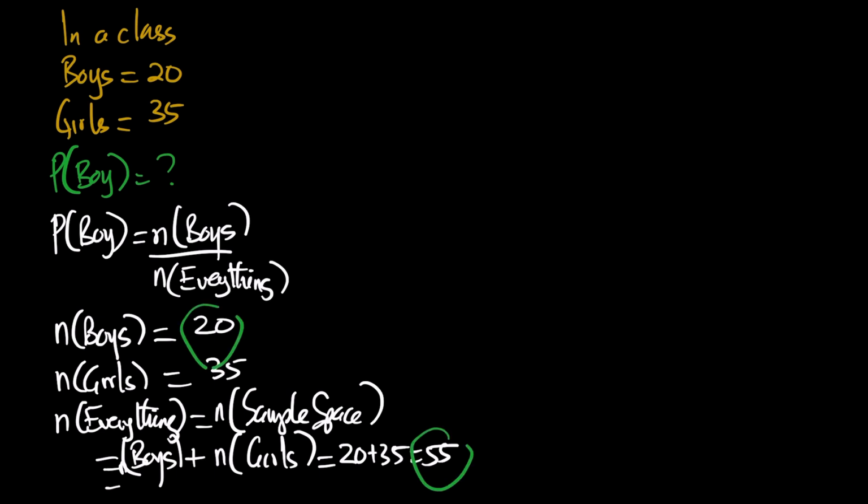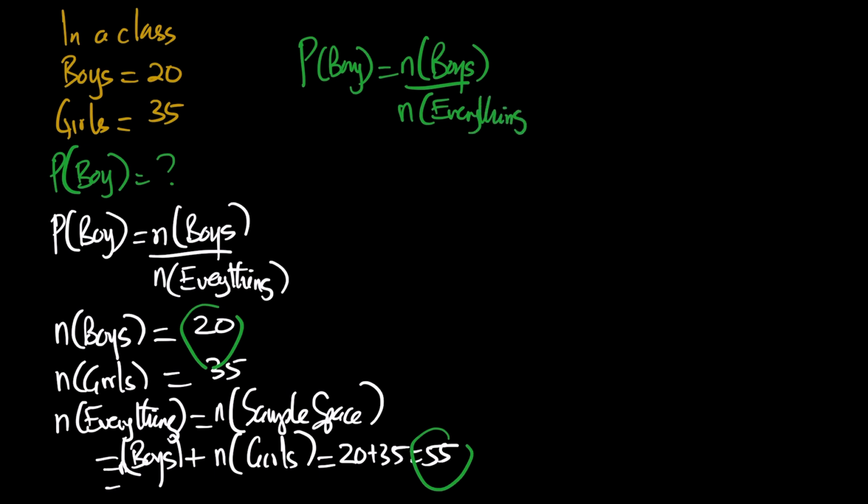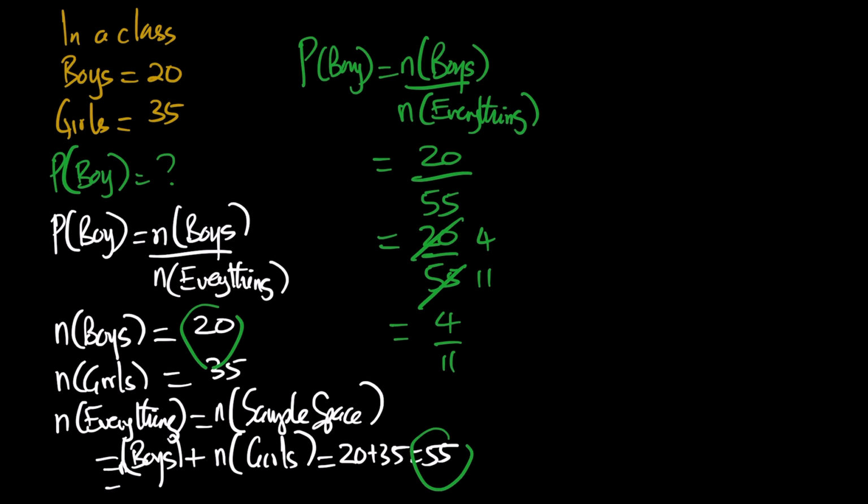Now, the question says we should look for the probability that when we select a student randomly, we will get a boy. So the probability of a boy, we said, is the number of boys divided by the number of everything. So the answer is the number of boys, 20, divided by everything, which is 55. And then we try to reduce it. 5 can go into 20 4 times. 5 will go into 55 11 times. So our final answer is 4 by 11. And we can tell that this 4 by 11 is less than 1.